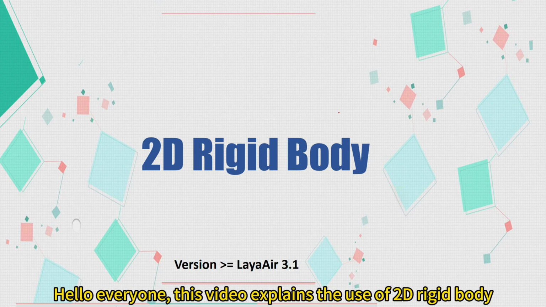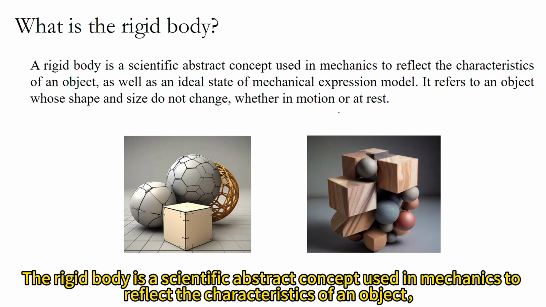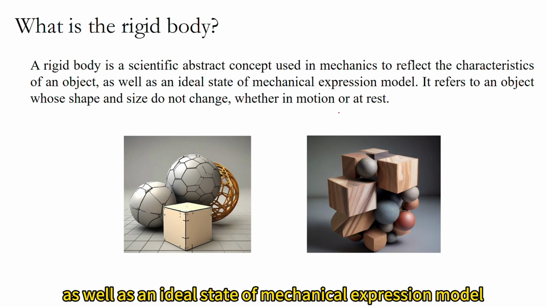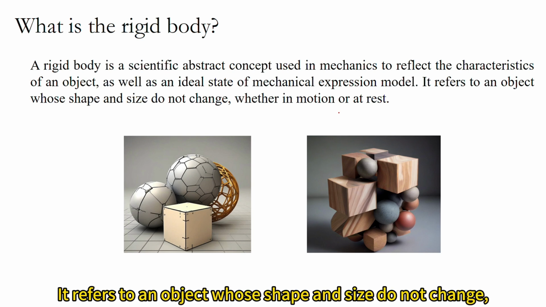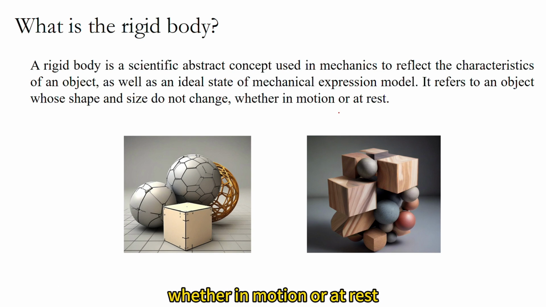Hello everyone, this video explains the use of 2D rigid body. The rigid body is a scientific abstract concept used in mechanics to reflect the characteristics of an object, as well as an ideal state of mechanical expression model. It refers to an object whose shape and size do not change, whether in motion or at rest.